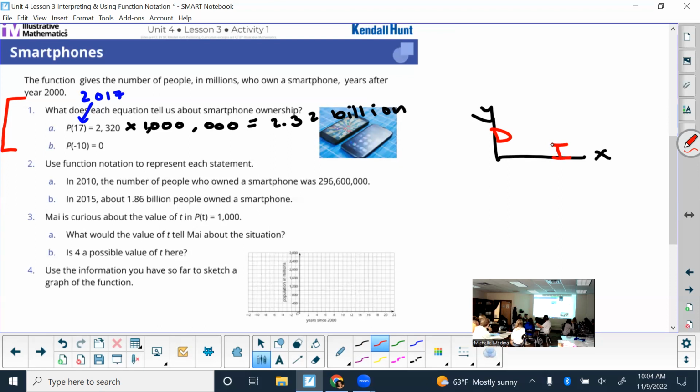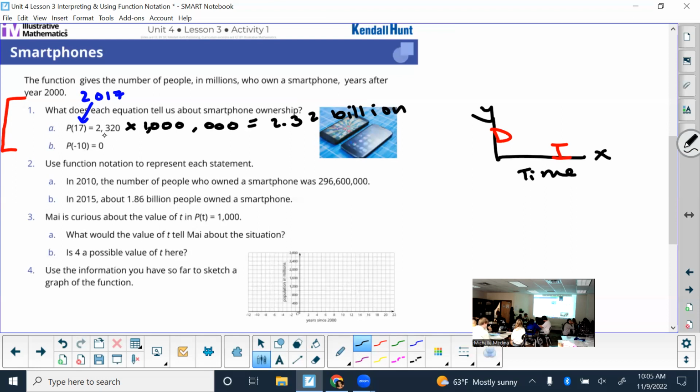So does the number of people who have smartphones affect what year it is? Or is it the other way around? The other way around, right? So time is independent of the number of people that have smartphones. You can't change the time. Independent stuff is usually on the X-axis, that's usually your input.